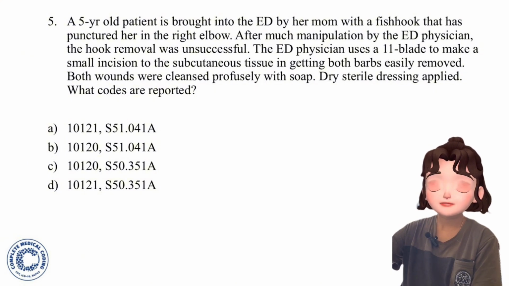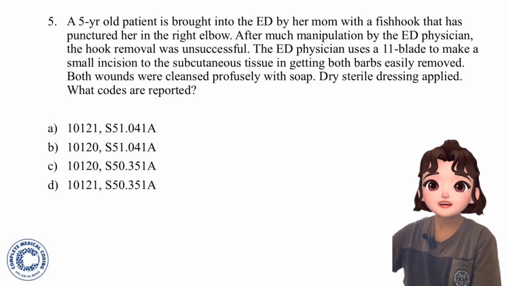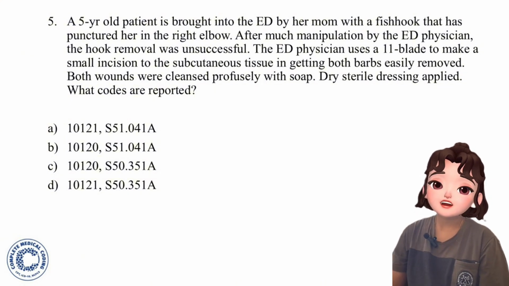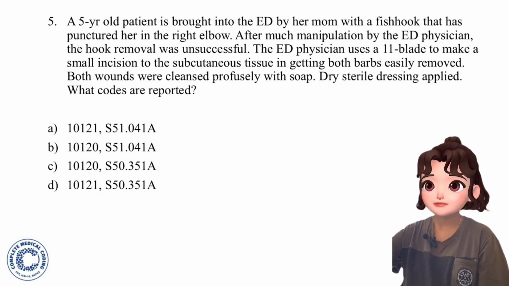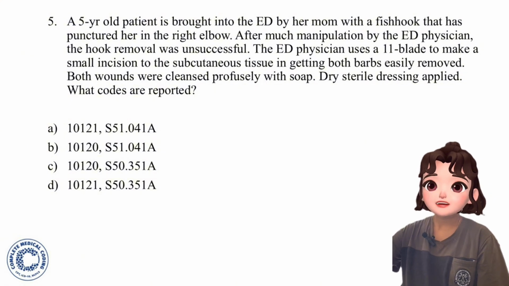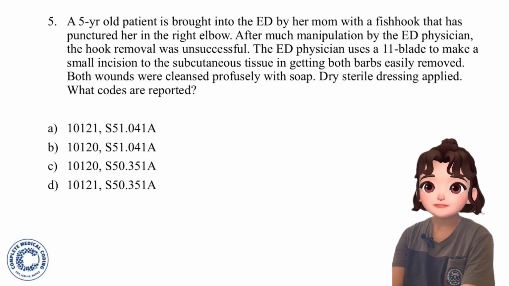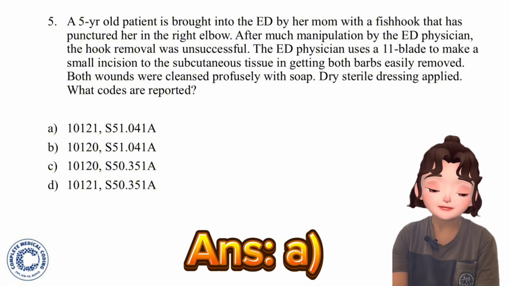What is the first one? S51.041A, puncture wound with foreign body of right elbow, initial encounter. And what is the other one? S50.351A, superficial foreign body of right elbow, initial encounter. This is not superficial, this is a puncture wound. It's clearly mentioned in the first sentence: punctured in her right elbow. So the correct ICD code will be S51.041A. So here the correct answer is option A, 10121, and diagnosis S51.041A.